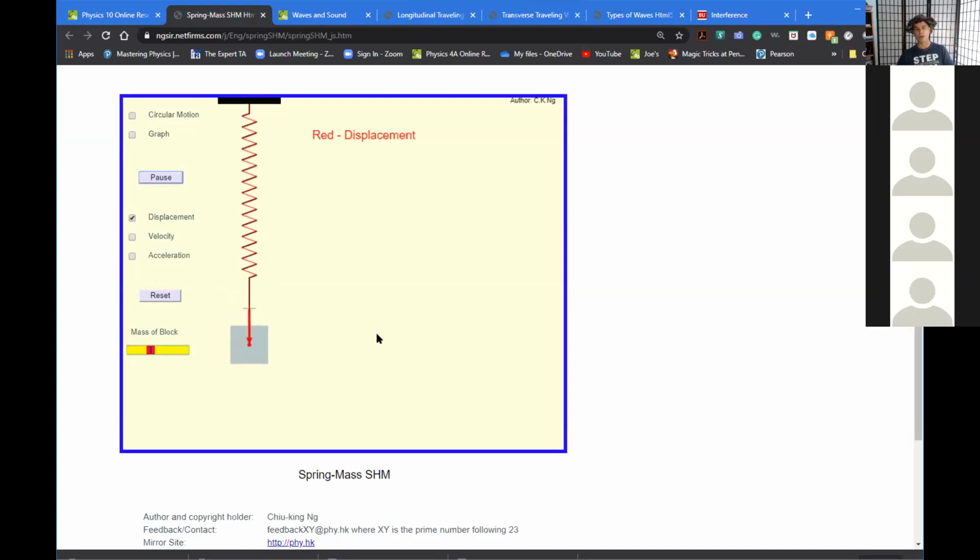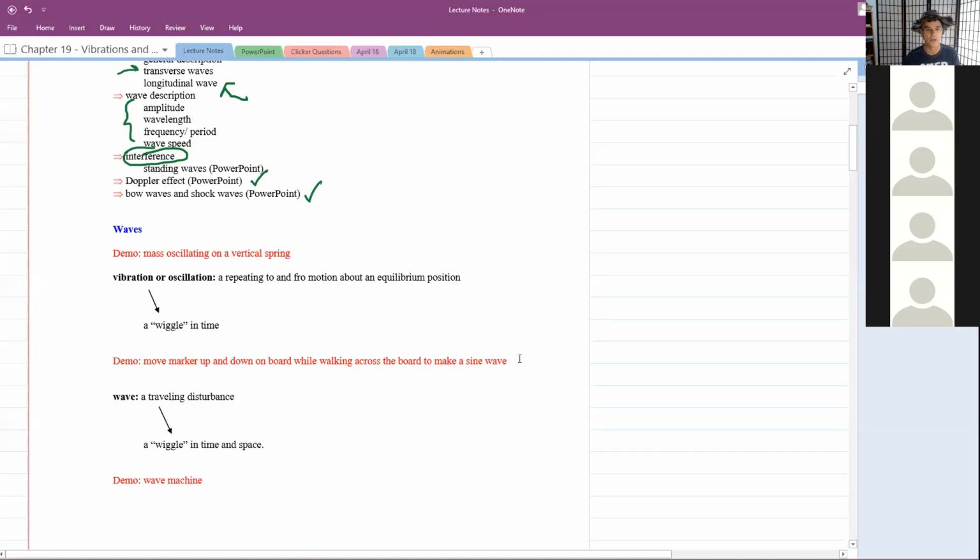So if I had a spring, and again, I wish I had brought all this equipment back from the lab, but if I have a spring and I just attach a mass to it and pull it and let it go, this spring is going to oscillate up and down. What we call an oscillation is really just a repeating back and forth motion, or to and fro, about some equilibrium position. This is where the object wants to be when it's at rest. Then I pull it down and I let it oscillate up and down. That's basically just called a vibration or oscillation.